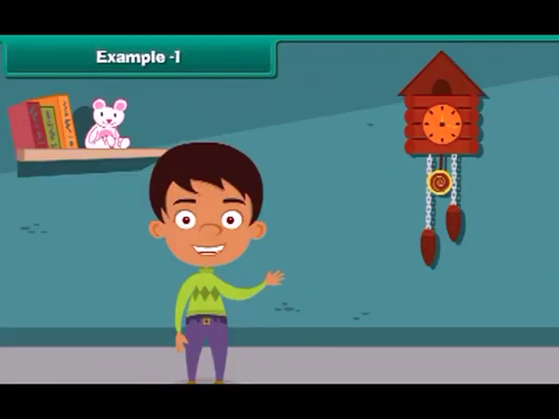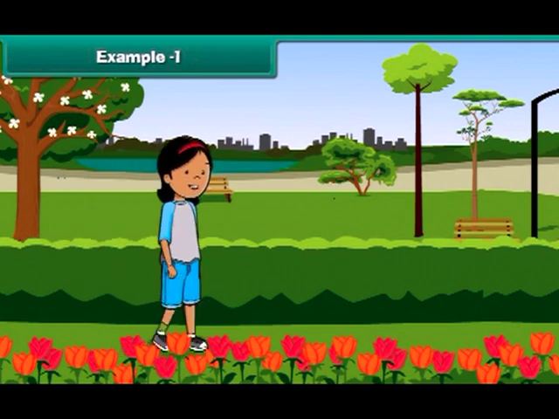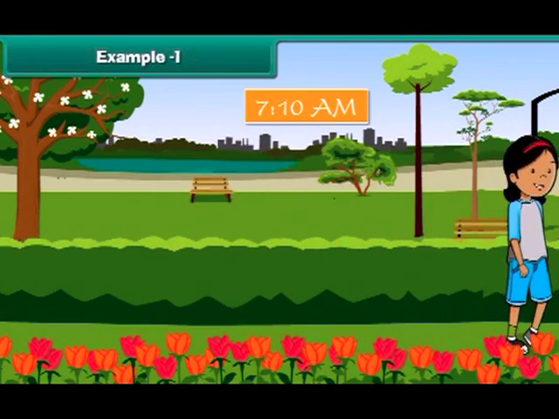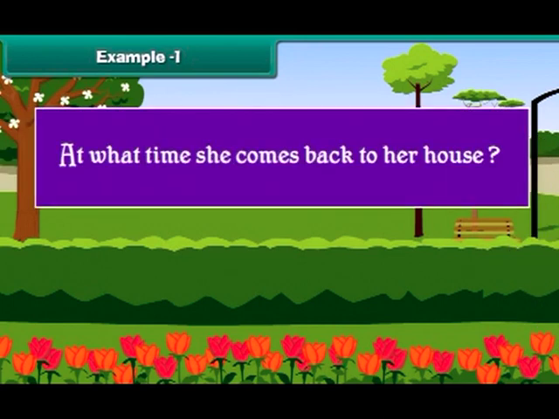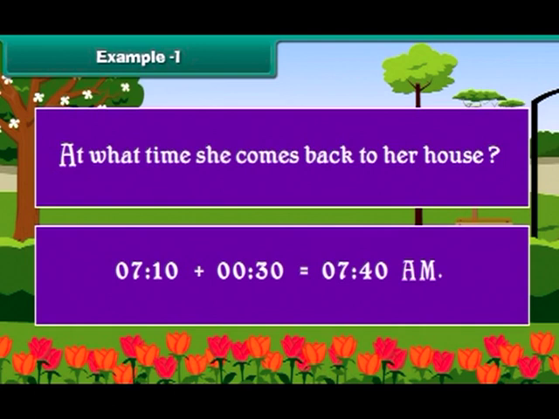Let us solve some interesting problems on time. Sarah goes for her morning walk at 7:10 a.m. She walks for half an hour. At what time does she come back to her house? To find the answer, we need to add 30 minutes to 10 past 7. The time will be 10:40 a.m.